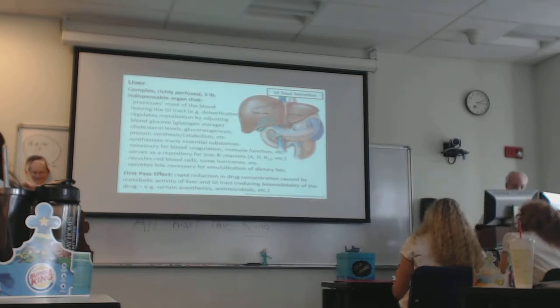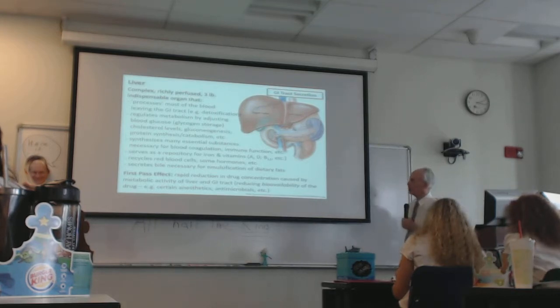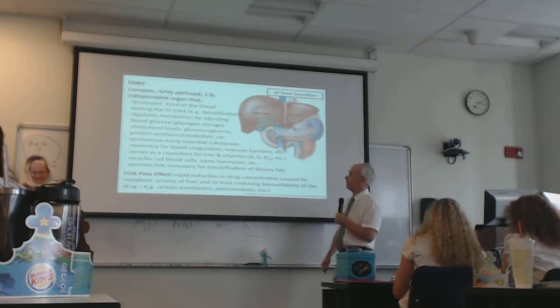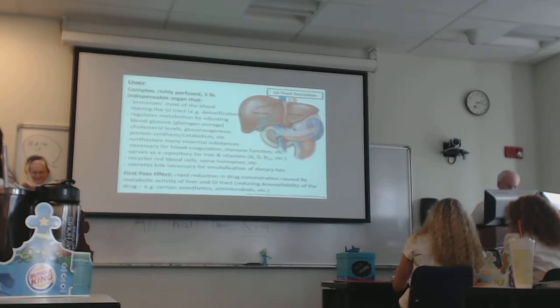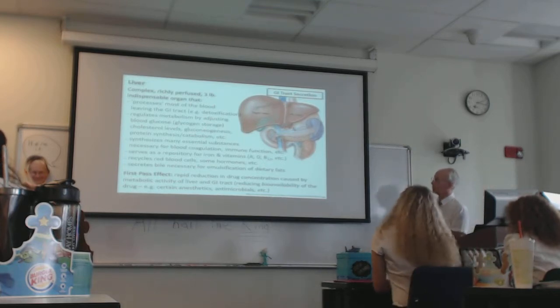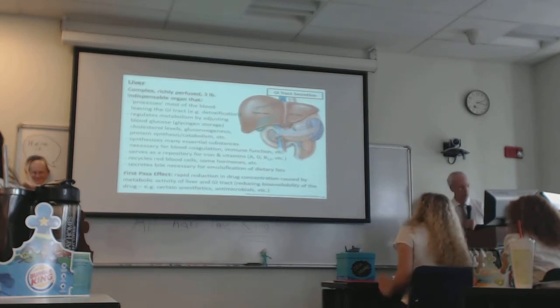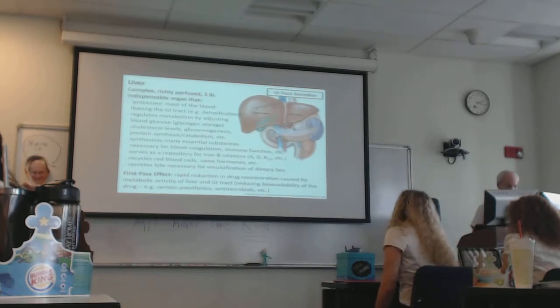It's important for red blood cell recycling along with the spleen. It serves as a repository for a variety of ions and minerals, including, for example, iron, and the vitamins A, D, B12, and so on. We've already pointed out that the liver secretes bile that is released into the duodenum, so a very, very important organ.